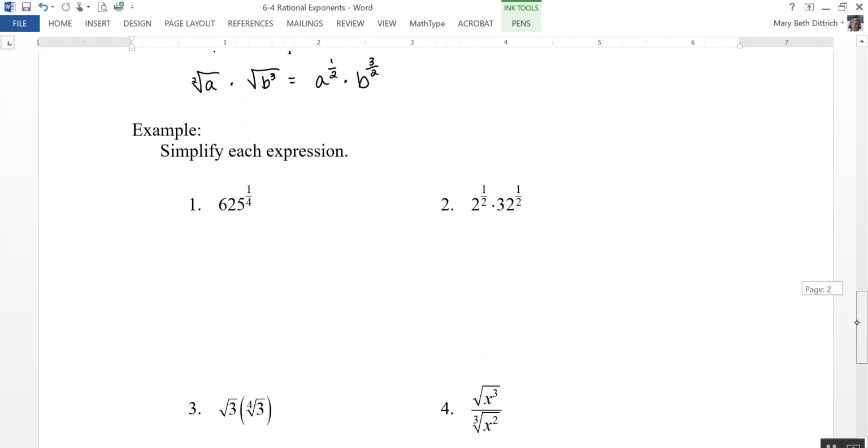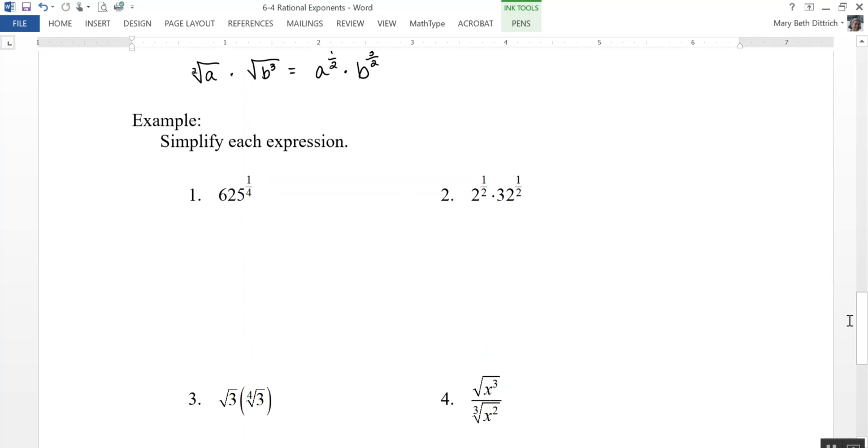Here's a couple more examples. It says simplify each expression. I have 625 to the 1/4 power. I'm going to go ahead and write that in radical form, which means it's the 4th root of 625 raised to the 1st power. And what that is equal to is 5, because 5 to the 4th power is equal to 625.